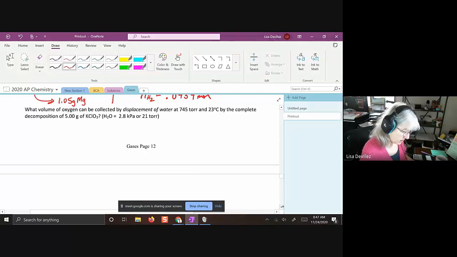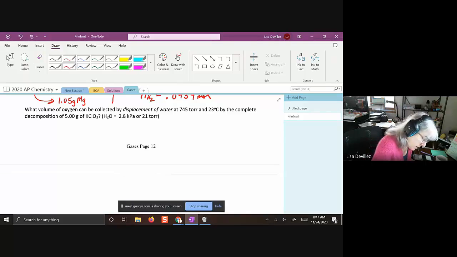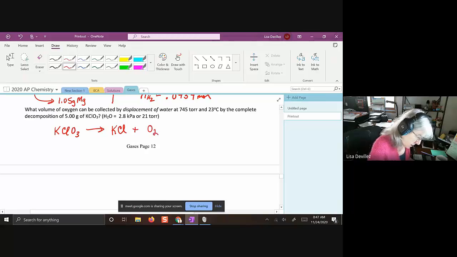Okay, so let's look at another one here. I have potassium chlorate. Metal chlorates decompose into the metal chloride and oxygen. And so I think I'm going to need a 2, 2, and a 3 to balance that. And it wants the volume of oxygen from decomposing 5 grams.